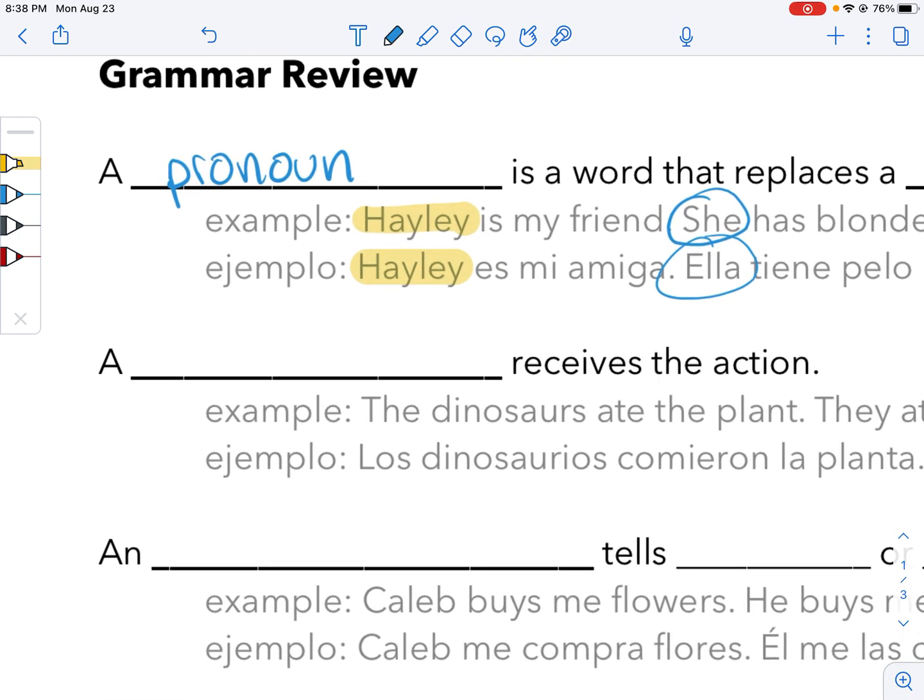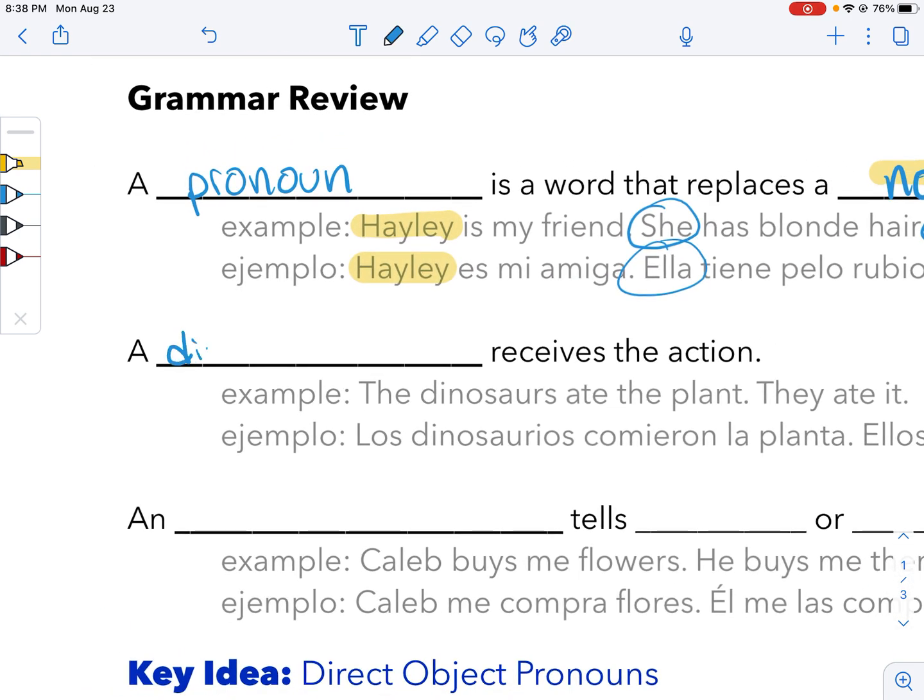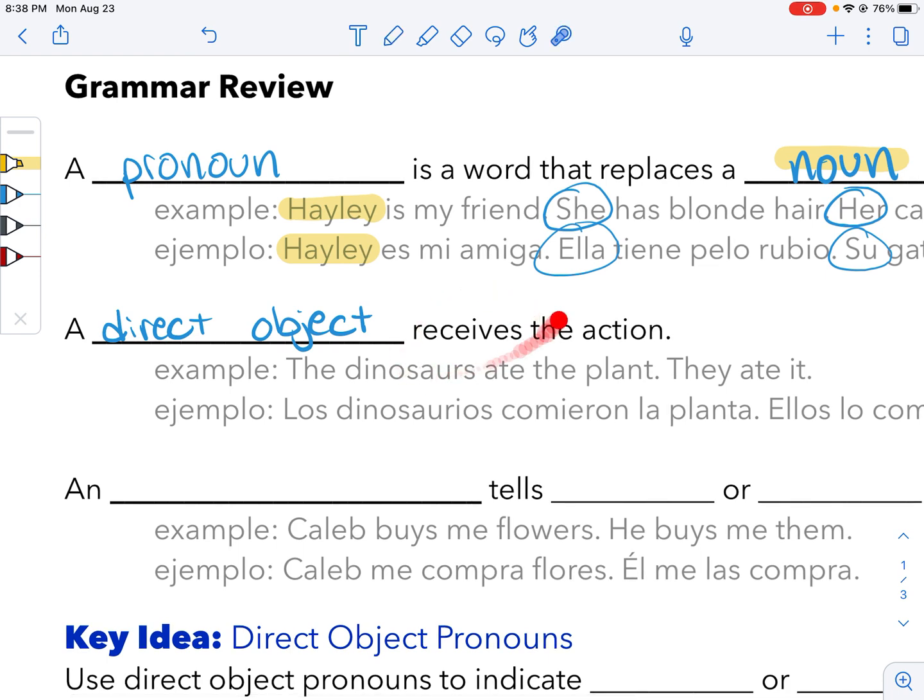So before we talk about direct object pronouns, let's do a quick refresher on what is a direct object. A direct object is the object that directly receives the action, right? It goes with the verb. So when we say the dinosaurs ate the plant, well, what is the thing that they ate? They ate the plant. So the plant here is our direct object. It is the thing they ate. Or I could just say like they ate it. Like the dinosaurs saw the plant and they ate it. You know, it is the plant.